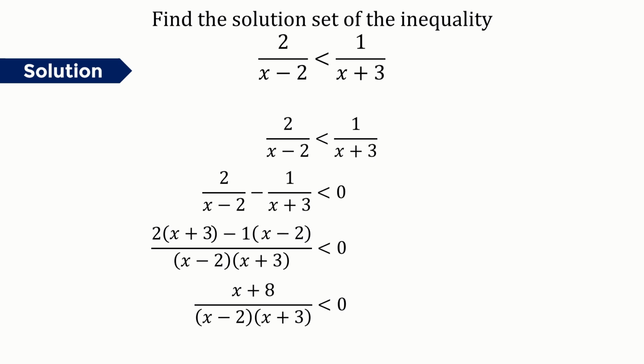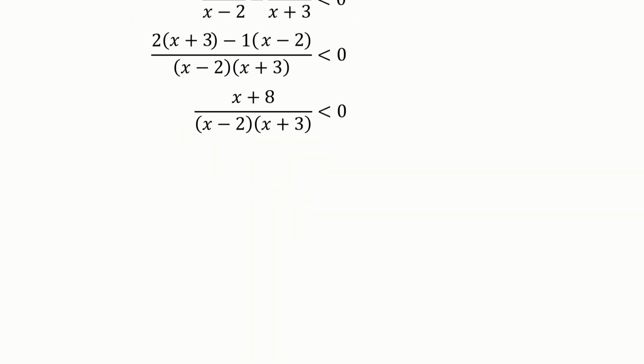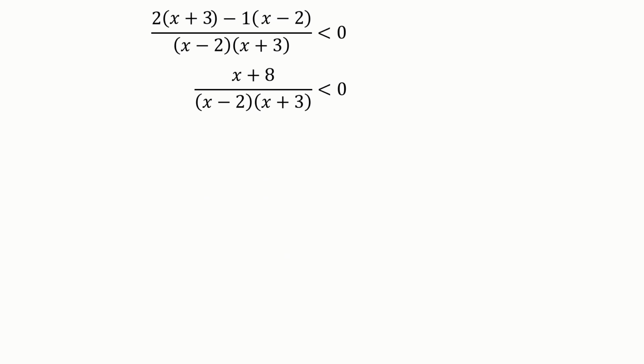Alright, so now we simplify the fraction, and then we're going to factorize it. Right, so we have 3 factors, which is 1 factor on the numerator and 2 factors at the denominator. Alright, so we can solve this using the table of signs. So first we need to find the critical value for each factor. Alright, so at the numerator we have x plus 8. So we equate that to 0. So we get x equals negative 8.